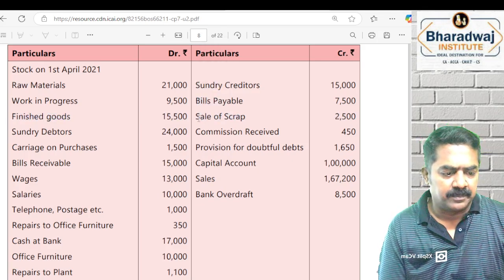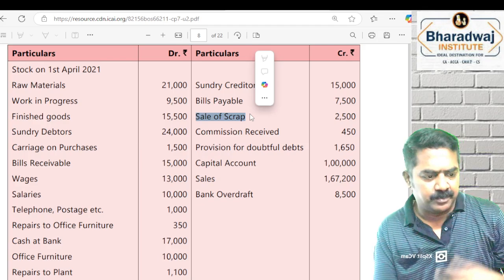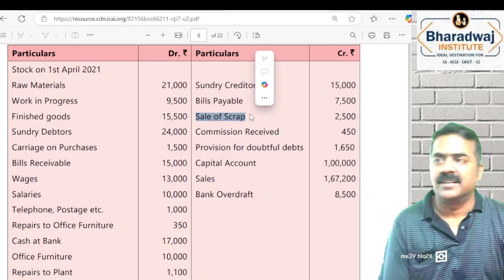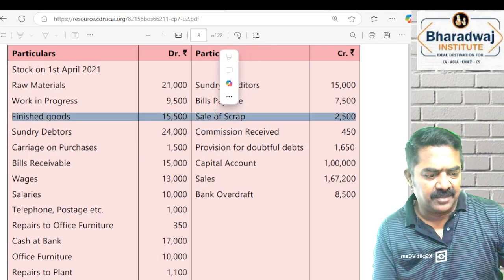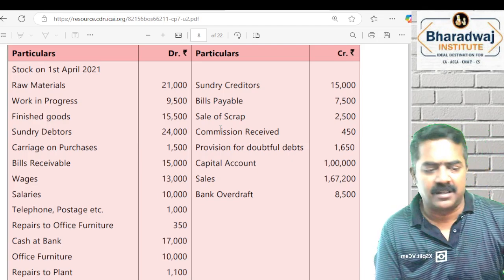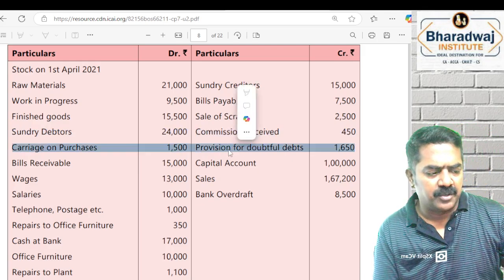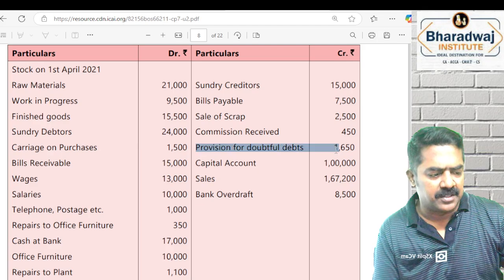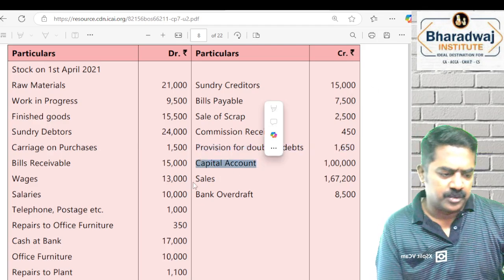Sale of scrap. P&L account, sale of by-product. What are you saying? Sale of scrap. We can assume either way. If you take it as a by-product, it goes in the manufacturing account lower, otherwise the P&L account. Commission received, P&L account. Provision for doubtful debts, we have to see the opening balance and closing balance and adjust. Then capital account, of course, balance sheet lower.